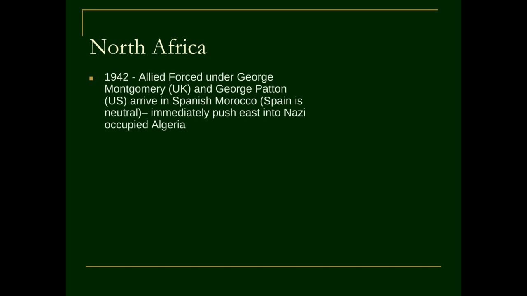So the Allies began their march to Europe really by starting in Africa. Remember, their main goal was to shut off those oil lines to the Germans. The Allied forces were going to be led by George Montgomery of Great Britain and George Patton of the United States. They're going to go to Spain first. Immediately, they're going to push to the east into parts of Algeria.